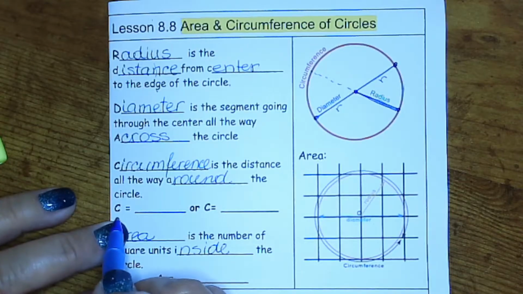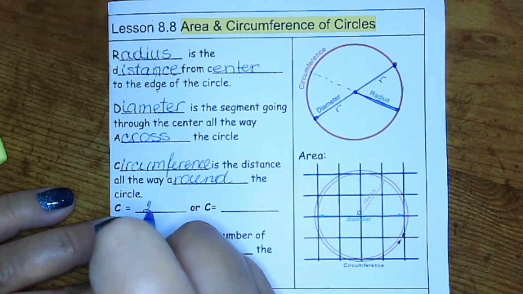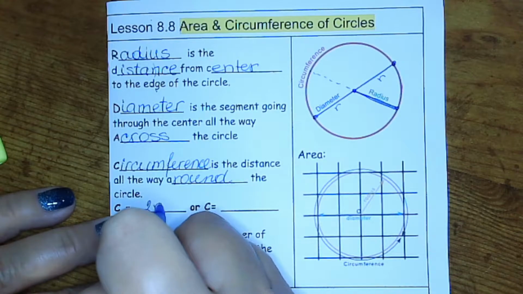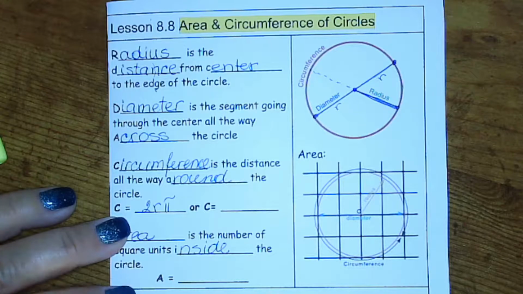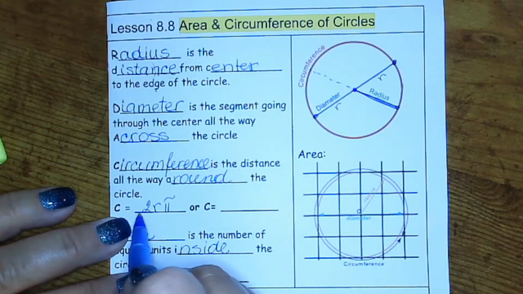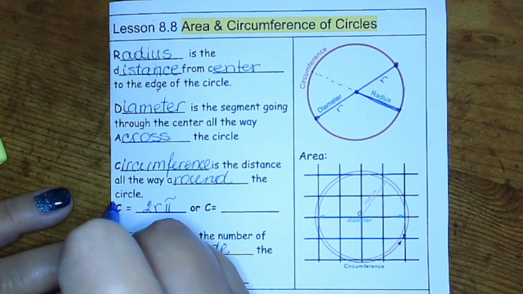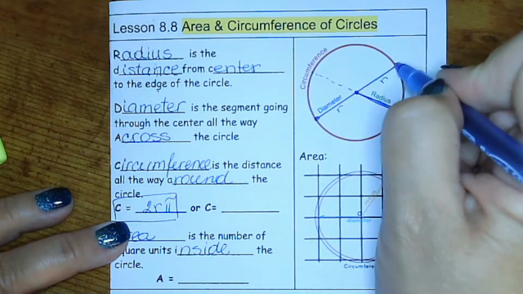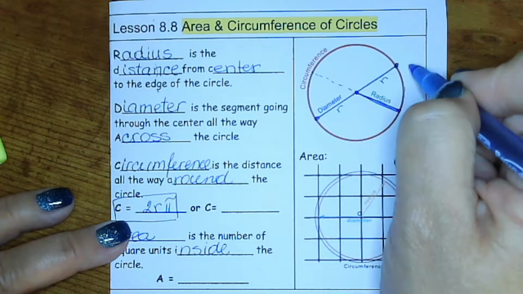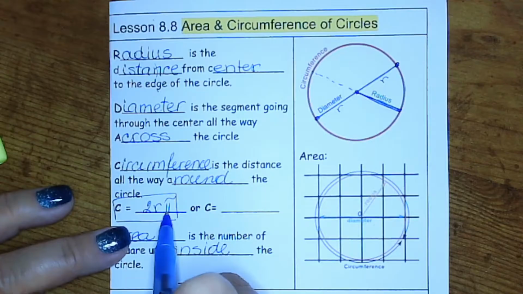To find the circumference, we have a formula, which is 2 times radius times pi. And pi commonly used is 3.14. So 2 times radius times pi gives us the formula for the circumference. To find the distance around the circle, we multiply 2 times the radius times pi.